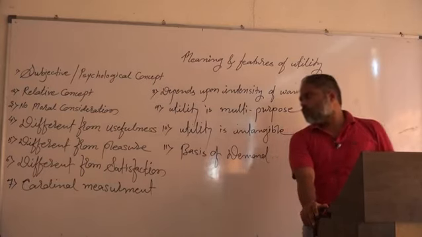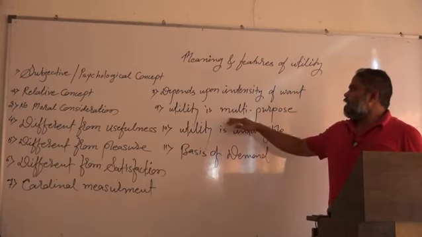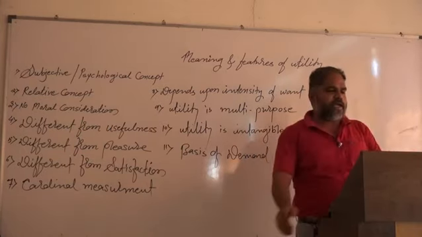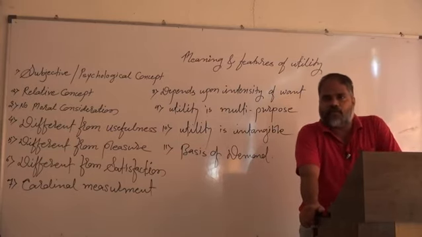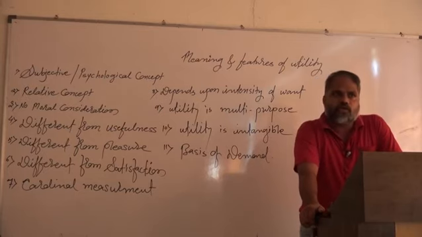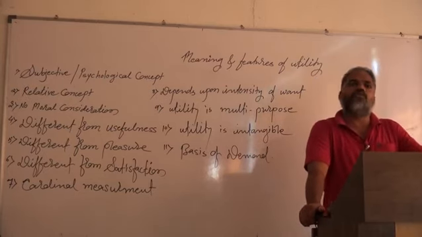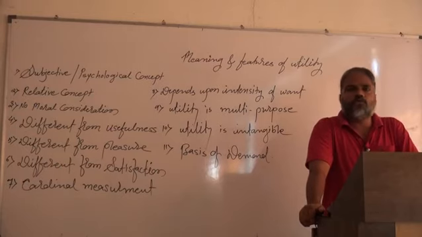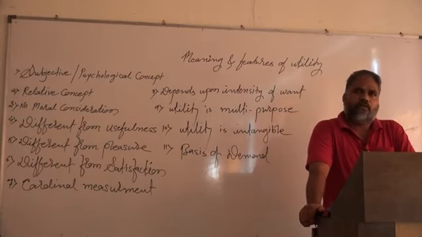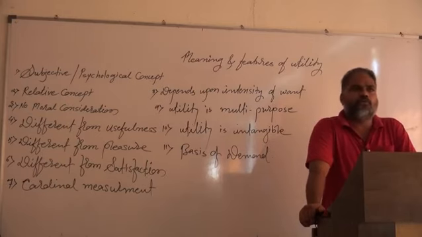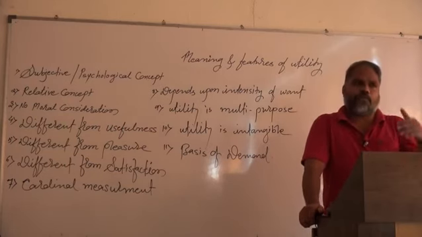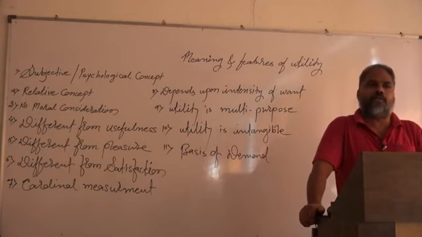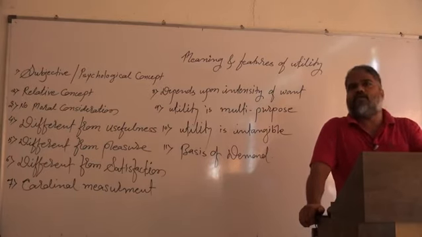Then the next feature we have to discuss is that utility is multi-purpose. It means certain products possess multi-purpose utility. For example, sugar. We can use sugar to satisfy several wants: to make tea, to make coffee, to make sweets, to make medicines, and also to make juice. So sugar possesses utility, but it's multi-purpose. It means the same product can satisfy several wants.